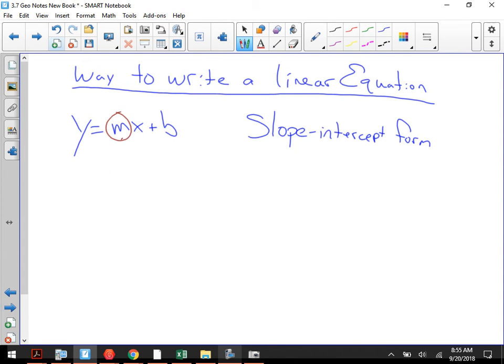Where m is your slope and b is your, which intercept? The x-intercept or the y-intercept? Y-intercept, very good. It's the y-intercept.